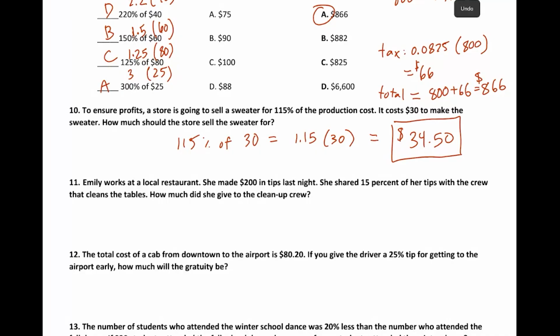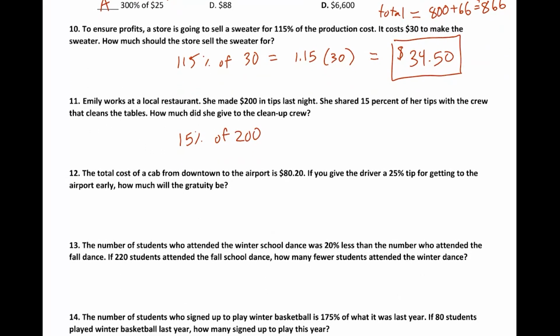11 says Emily works at a local restaurant. She made $200 in tips last night. She shared 15% of her tips with the crew that cleans the tables. How much did she give to the cleanup crew? So this boils down to just another percent problem here. We want to know what is 15% of 200. So that would be 0.15 times 200. Type that in the calculator, you get 30. So $30.